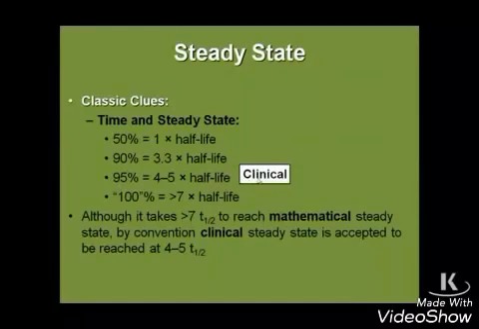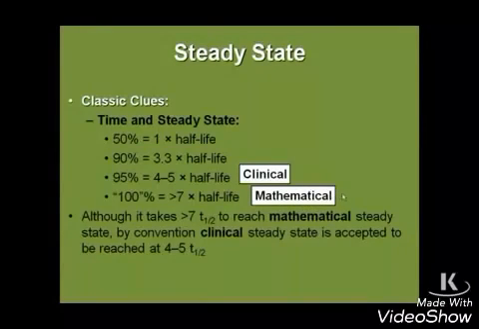So one more time. It takes 4 to 5 half-lives for a drug to reach clinical steady state. And that's really the number that you must know. Important to distinguish also that clinical steady state is not the same as mathematical steady state. In fact, it takes greater than 7 half-lives to reach mathematical steady state.